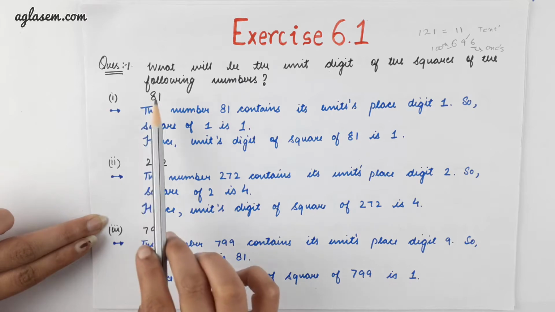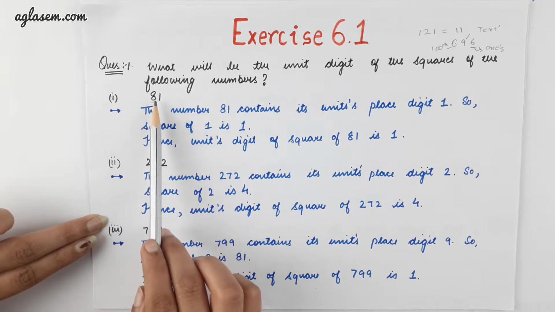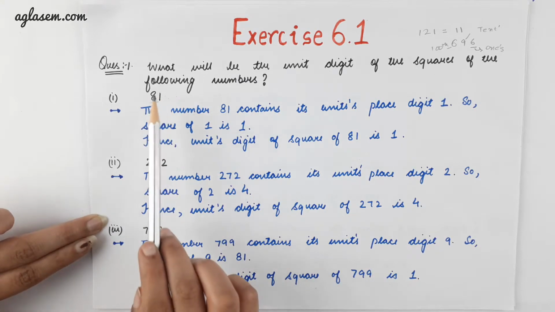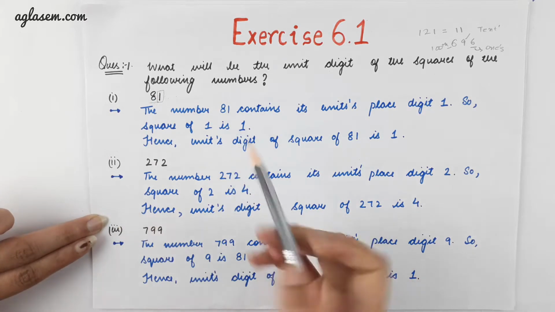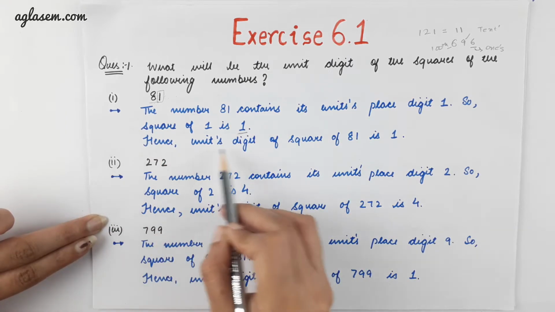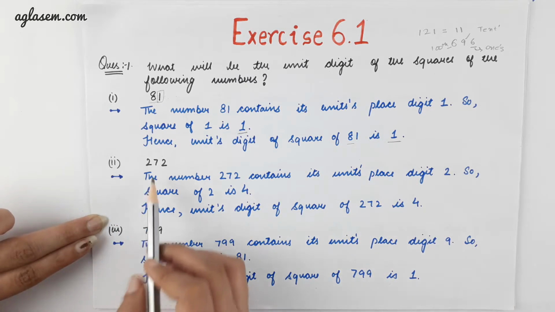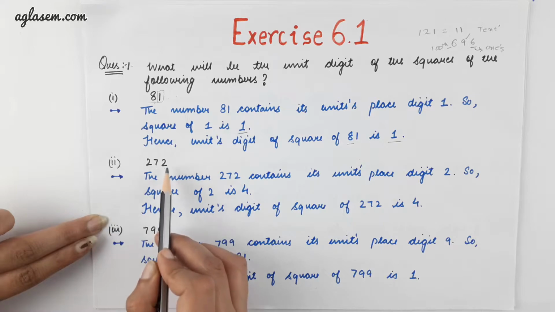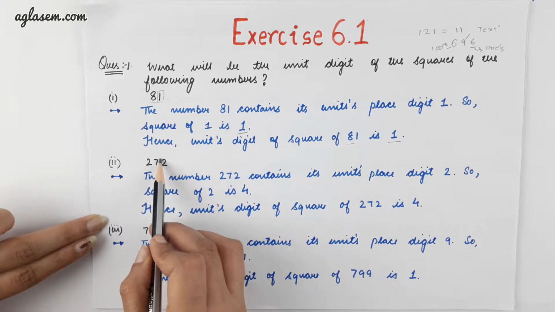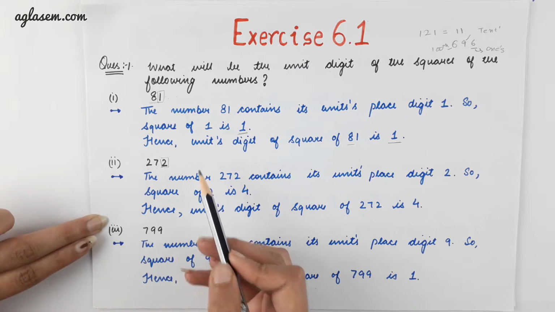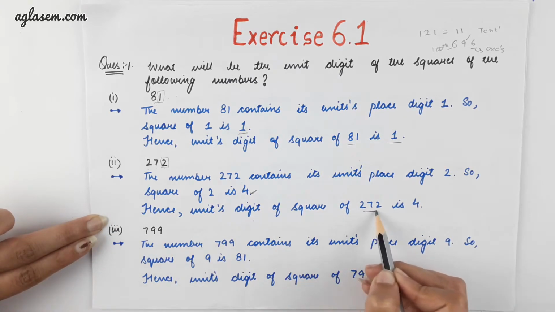Part 1, 81. We have to find the unit digit of the square of 81. So instead of squaring the whole number 81, we will just square the unit digit of 81, which is 1, and the square of 1 is 1. Therefore, the unit digit of the square of 81 is 1. Coming to the second part, it is 272. Again, the number 272 contains its unit place, which is 2. So the square of 2 is 4. Therefore, the unit digit of the square of the number 272 is 4.